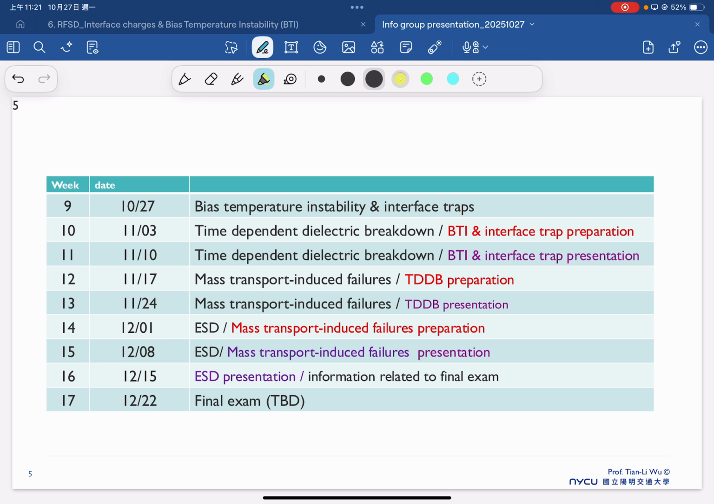The first group presentation will be happening on November 10th, and the second one is November 24. The third topic is December 8, and also December 15. And then, right now the final exam is set for December 22. That's a Monday. On Monday morning, I hope that will work with everyone.